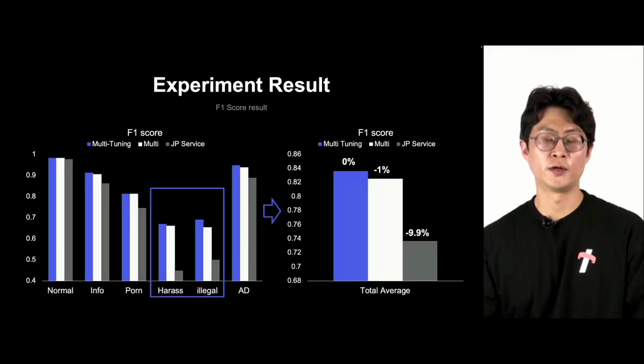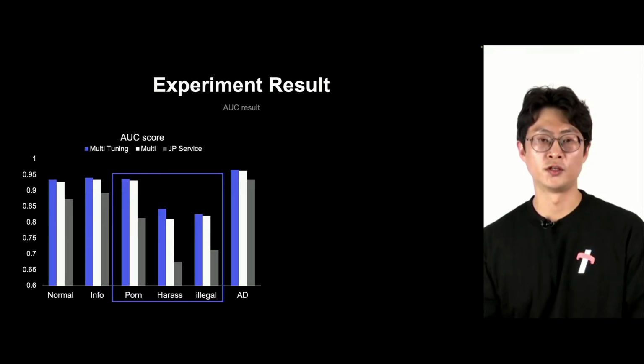And on the right-hand side, when you look at the overall average, the large model with tuning had 9.9% higher performance compared to the current model, and the non-tuned version had 1% lower performance compared to the tuned version. And let's look at the AUC score for model accuracy.